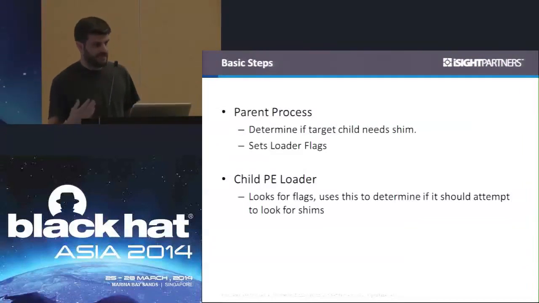The child's loader looks for a flag that's set and determines if it should attempt to look for shims. So if it's there, it will do that same thing, go to the registry: am I a target? Yes, there's an STB file for me, apply it. This is kind of very vague what I'm saying here, but Alex gave some details about how this works, so you should read his blog.